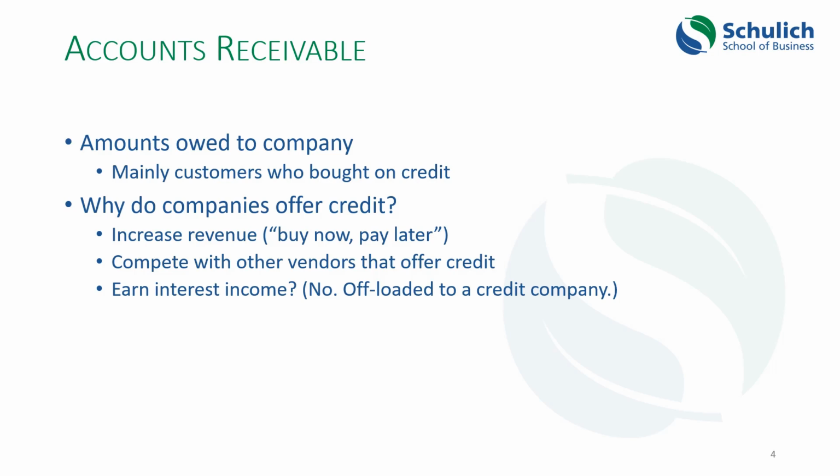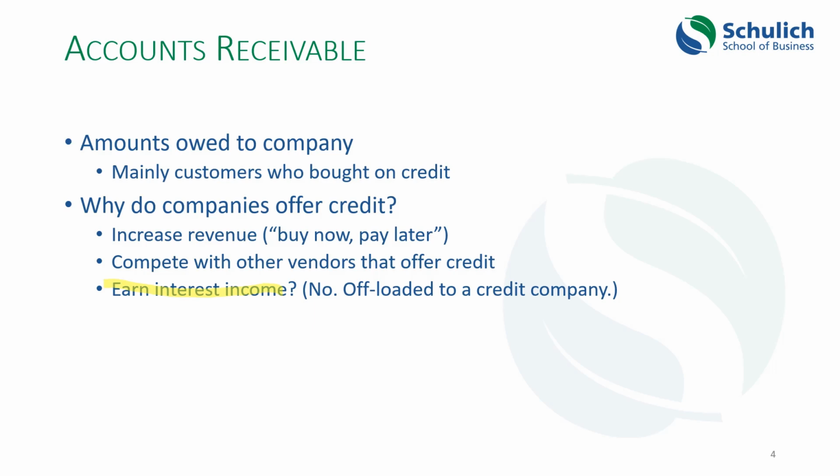You know what it's like when you see those buy now, pay later terms. You may end up buying stuff that you can't afford, and that may be a problem for you later on, but it's great for the company because they've got revenue that they wouldn't otherwise get. A second reason would be that if other vendors in that industry are offering credit, a company may have to offer credit itself just in order to compete. A third reason that's offered by the textbook is this one, which is about earning interest income. And frankly, I don't think that's really much of a factor these days.